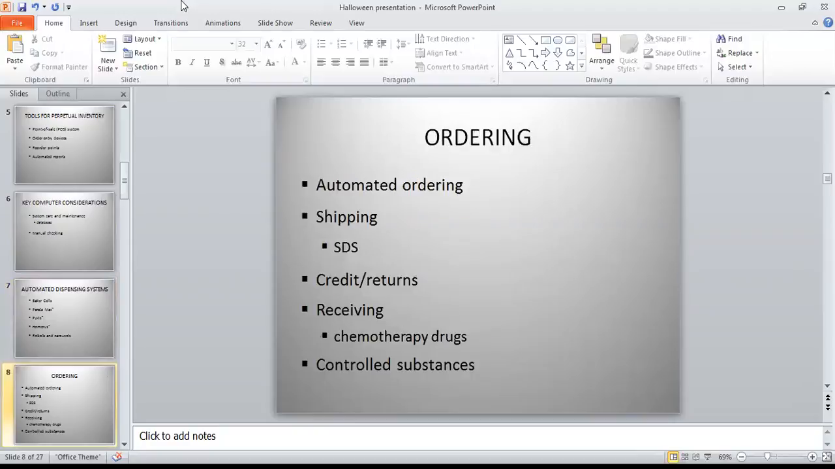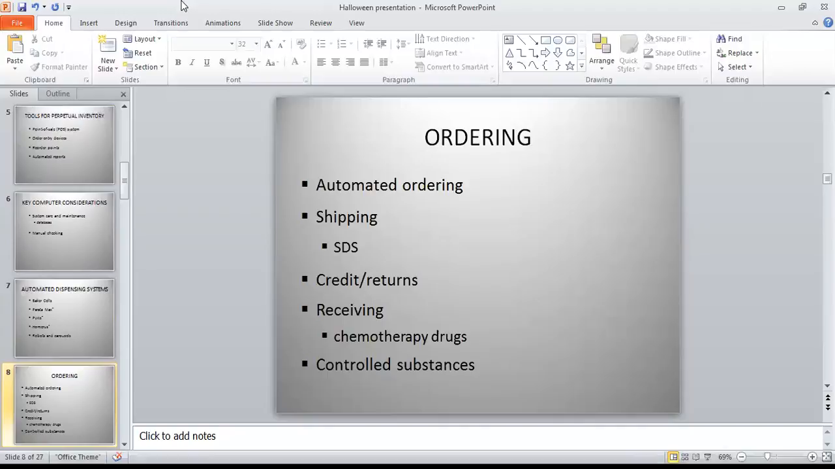For ordering, automated ordering, basically that means that we fill out forms automatically and send them off to our wholesaler. They have to be approved, obviously, by the pharmacist first. It goes to the wholesaler. Then usually the next day they'll deliver it. They'll ship it out using either FedEx or UPS.